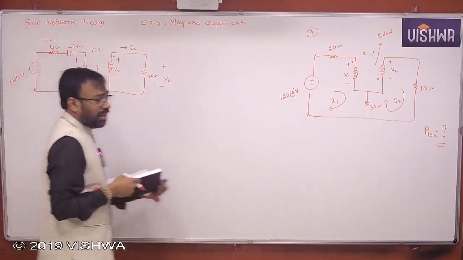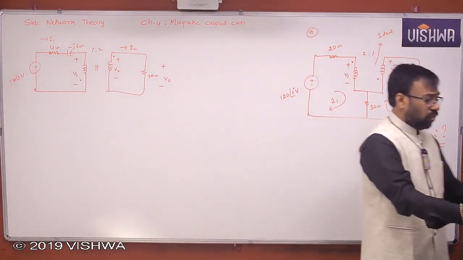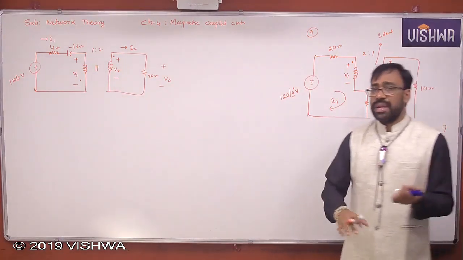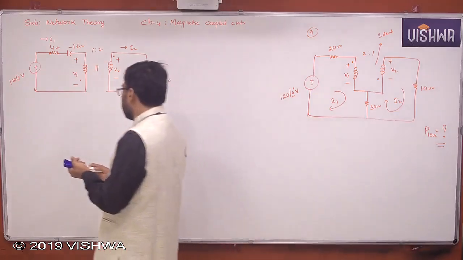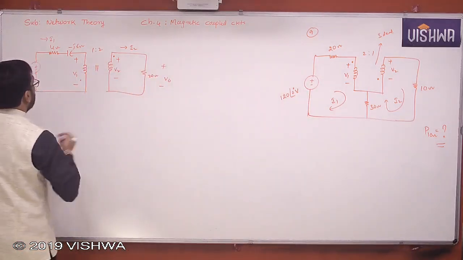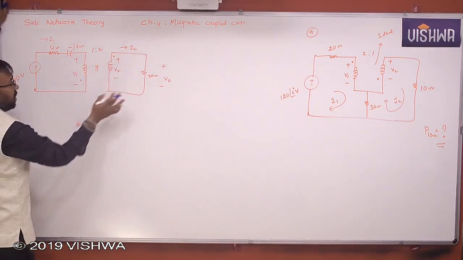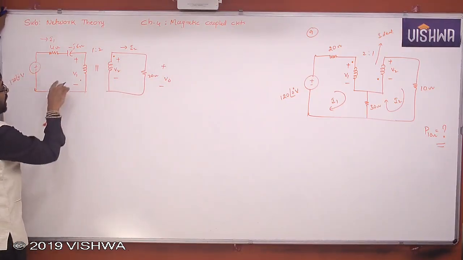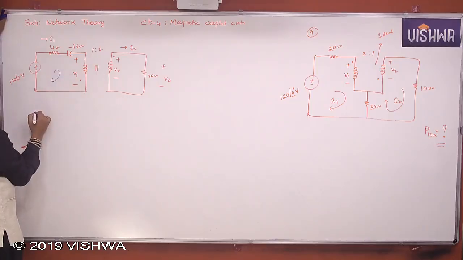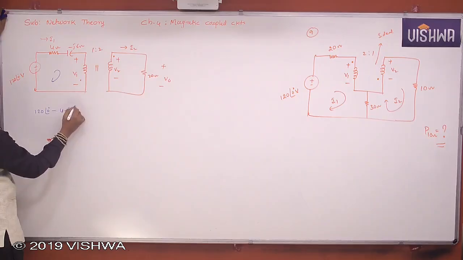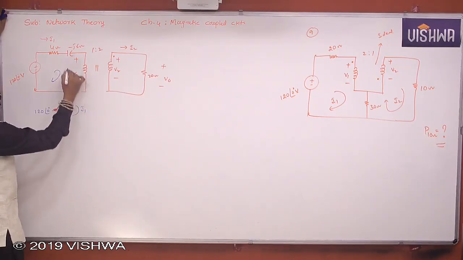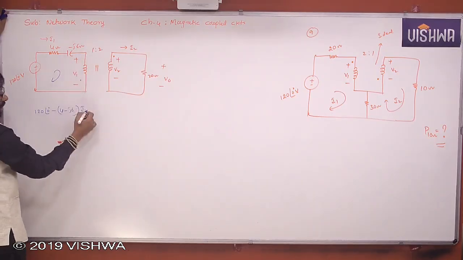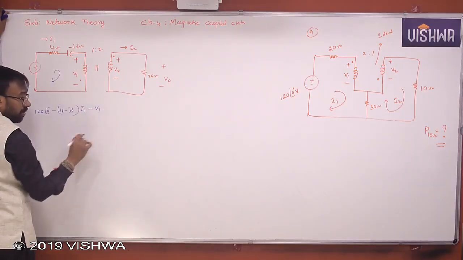Now, do we really need to transform it to the primary or secondary side? Sometimes it's not required even. Look at this, all of you. Without even referring to primary or secondary, I can solve it. Look at this. If I write the KVL in this, what will I get? Tell me. 120 at an angle of 0 minus 4 minus J6 into I1 minus V1. I'm directly taking the voltage here. Minus V1. That's it.